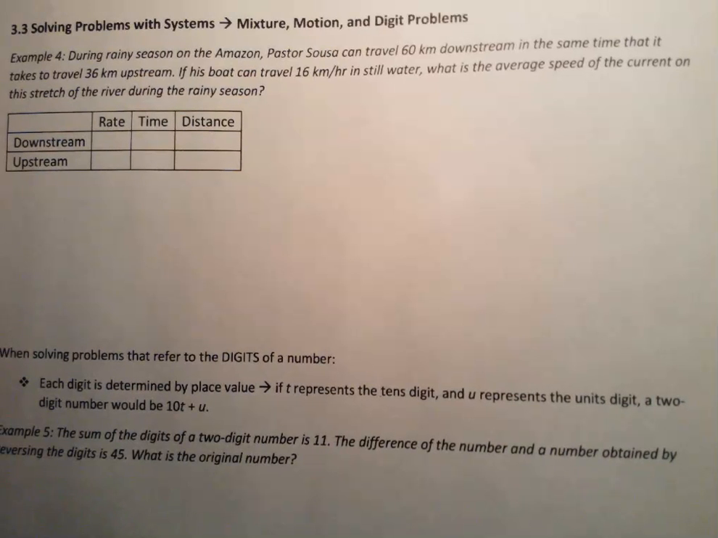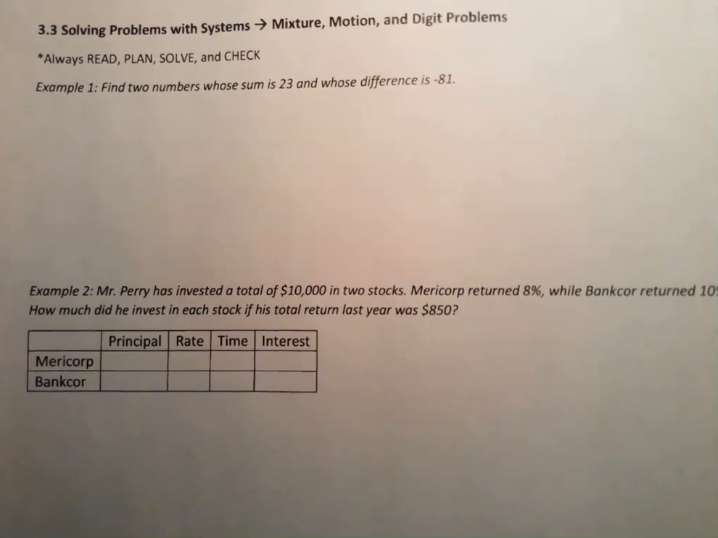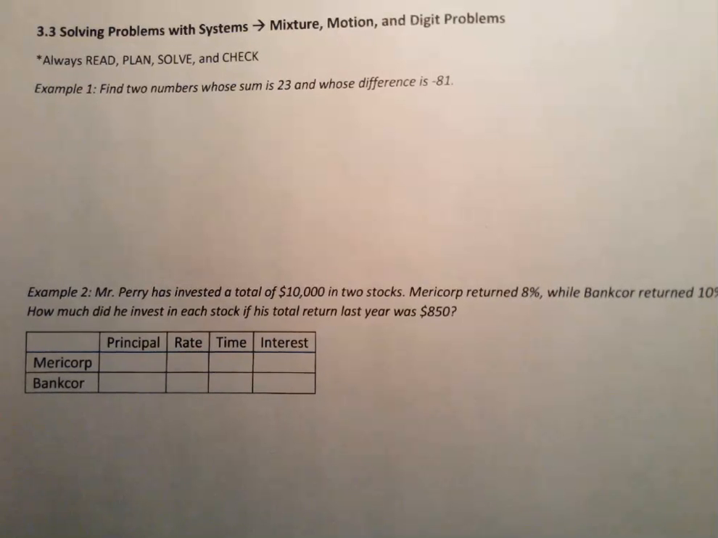All right, so today for Algebra 2, you've got a typed up set of notes there in hopes of helping us get through this a little bit. Let's start with example 1. We're looking at solving problems with systems today that are going to deal with mixture, motion, and digit problems. I don't think we've done any digit problems yet, so we'll look at those too.